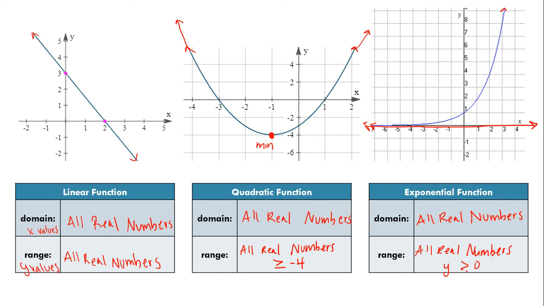Now notice this time I didn't put equals to because my function never touches that line, whereas in the quadratic function it was at that point. That's why I included it when I wrote my inequality sign.